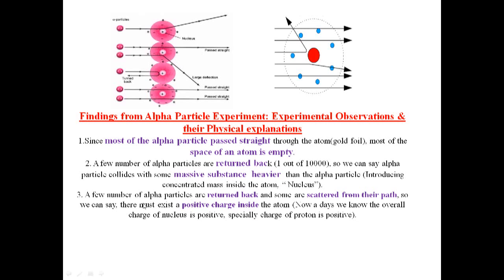as we know, the alpha particle is positively charged, and it is only possible to scatter a positively charged particle if there exists another positive charge inside the atom. That means only Coulomb repulsion is responsible for this type of alpha particle scattering. That means we can say there must exist a positive charge inside the atom. Nowadays we know the overall charge of the nucleus is positive, and especially the charge of the proton is positive.